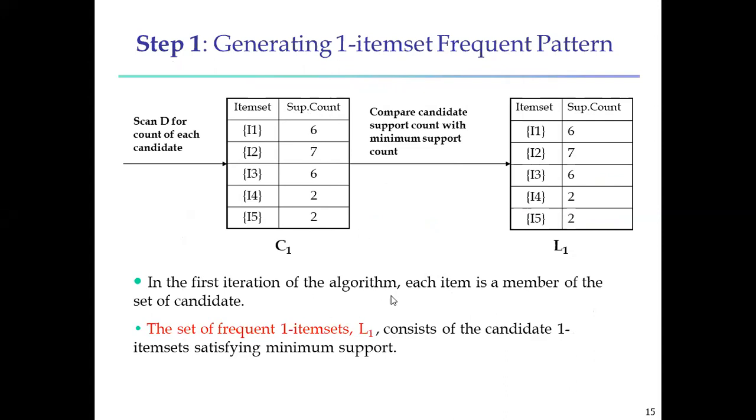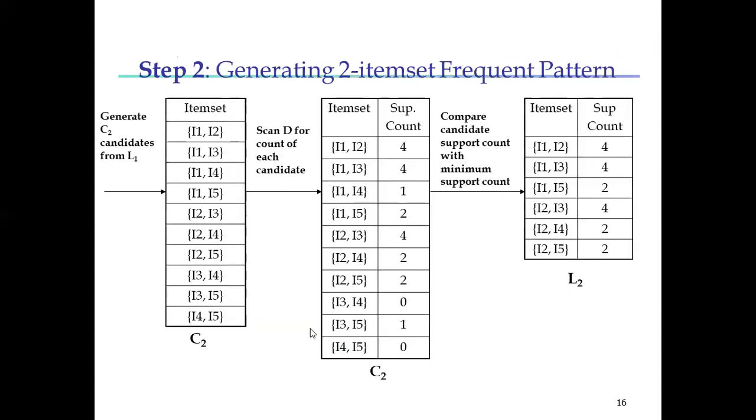So in the first iteration of the algorithm, each atom is a member of the set of candidates. Now compare candidate support counts with the minimum support count. It all satisfies, so that becomes our L1. The set of frequent one atom sets L1 consists of the candidate one atom sets satisfying the minimum support. So all atoms are satisfying.